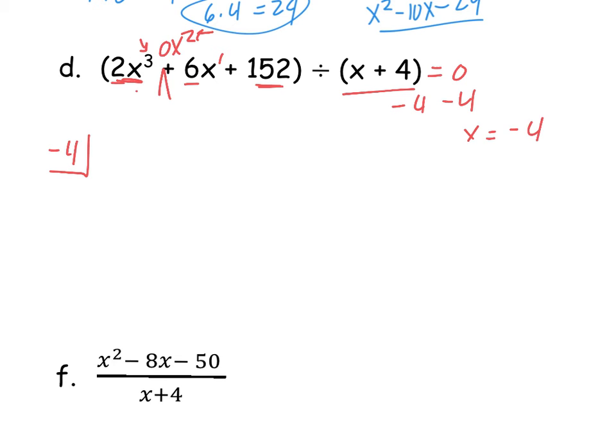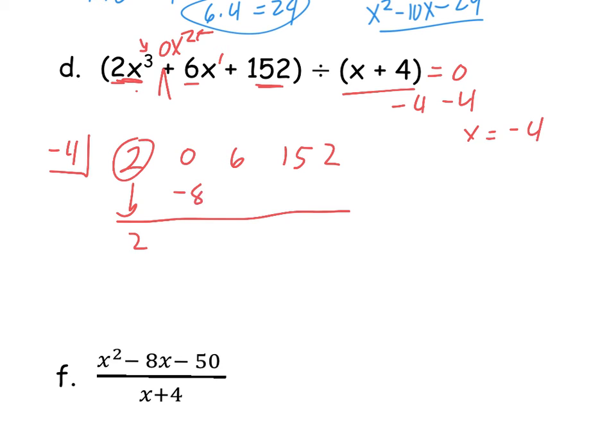So you have to pop in a 0 there if you're missing one of your x terms, if it doesn't go in order. So it should be 2, 0, 6, and 152, okay? Always bring that first number down, and we can start multiplying here. -4 times 2 is -8. Add up your columns. That's -8. -4 times -8 right here is going to give me 32. 6 and 32 is 38. -4 times 38 on your calculator is -152. Add those together, and I get 0.